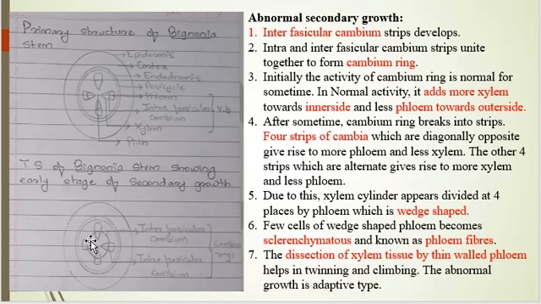Then due to this, the xylem cylinder appears divided at 4 places by phloem which is wedge shaped. और ऐसा डिफ्रेंशिएशन होने से यहाँ पे वेज शेप यहाँ पे डेवलप हो जाती है. जो भी xylem है और phloem है वो डिफ्रेंशिएटेड हो जाएगा और वहाँ पे वेज शेप फॉर्म होंगे.